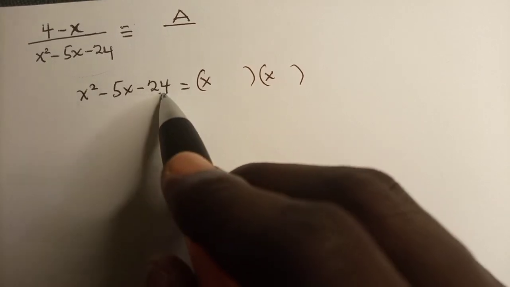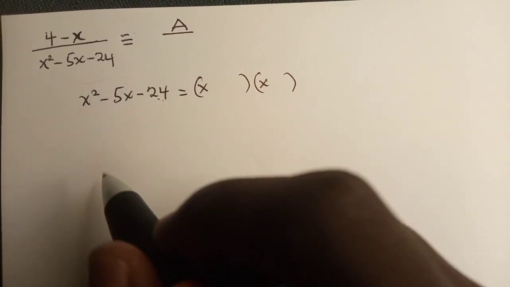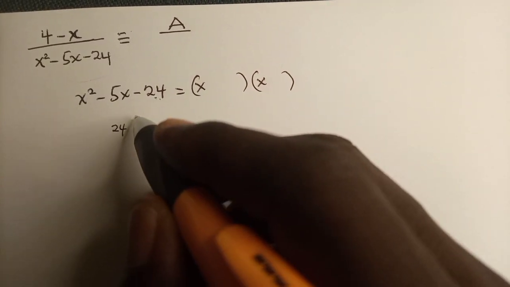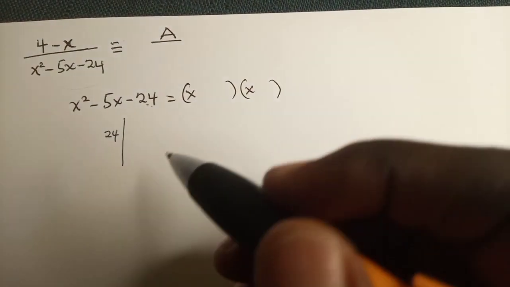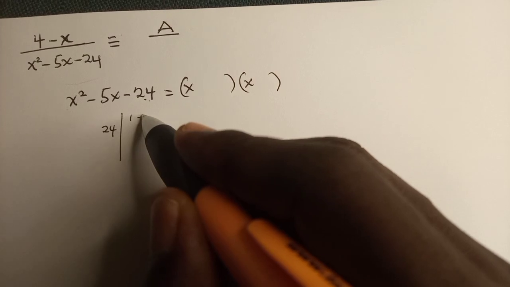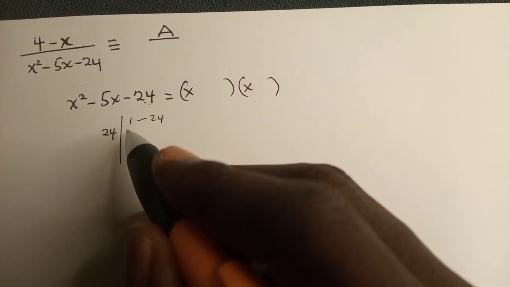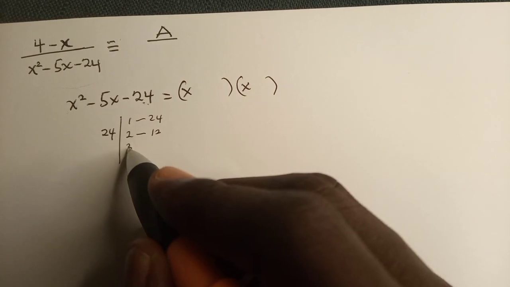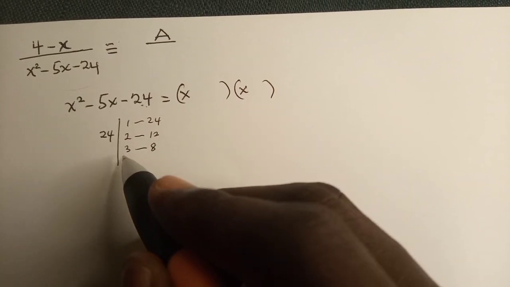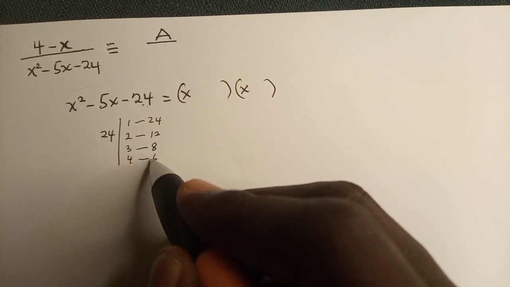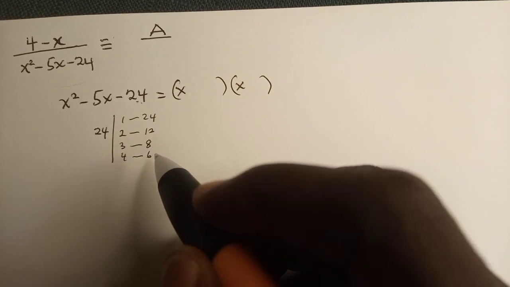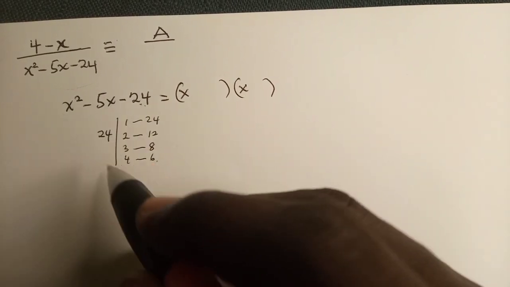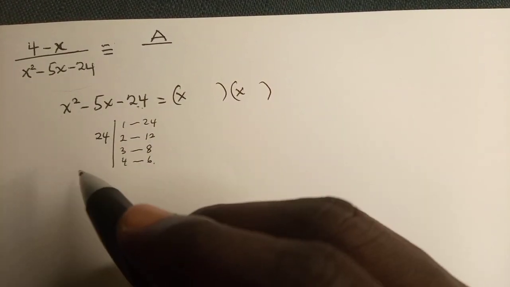We have 24 being the constant, and the coefficient here is 1. So 1 times 24 is 24, and you find the pair factors of 24. We have 1 and 24, 2 and 12, 3 and 8, 4 and 6. The next value is 6, which is already here, so you close. All these are the factors of 24.